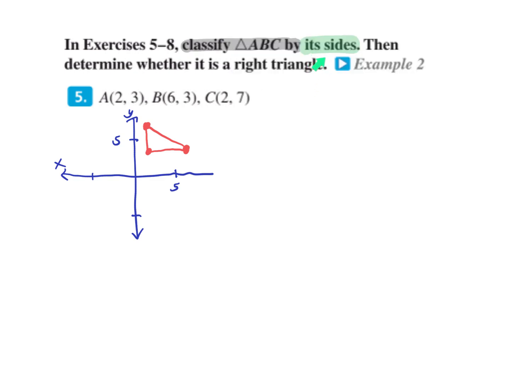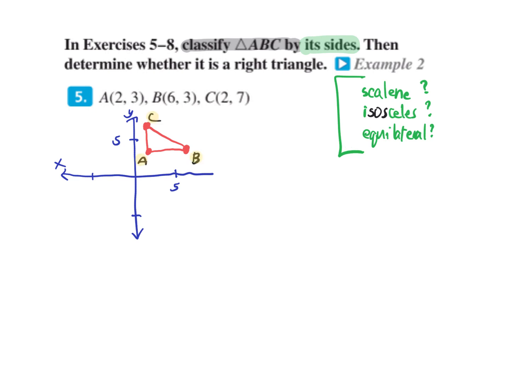To classify by sides, we have to answer whether the triangle is scalene, isosceles, or equilateral: has no sides congruent, has two congruent sides, or has all three sides congruent. So we need to know side lengths. Now we could use a distance formula for all of these.